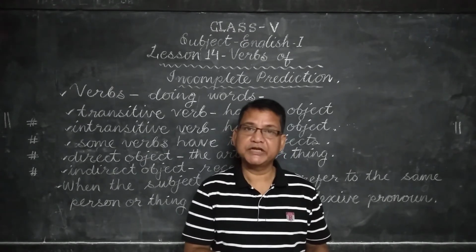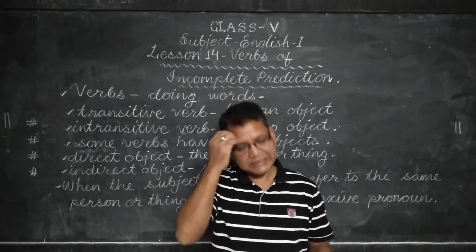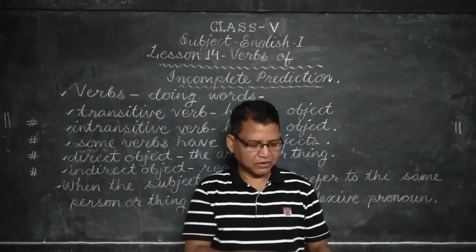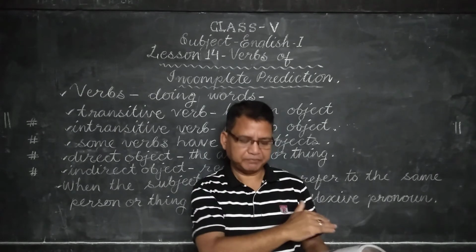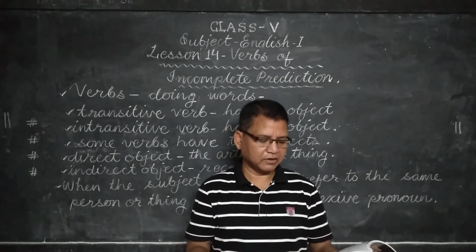So you see here, the boys is the subject, captain is the direct object, and Salim is the indirect object. The boys made what? Salim. Salim refers to somebody different from the subject, boys. Boys is different, Salim is different. Therefore, Salim is the object of the verb made.